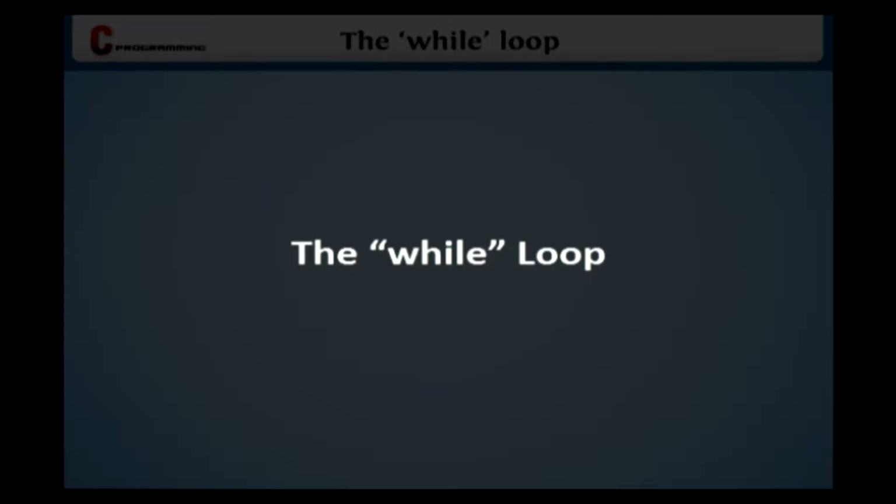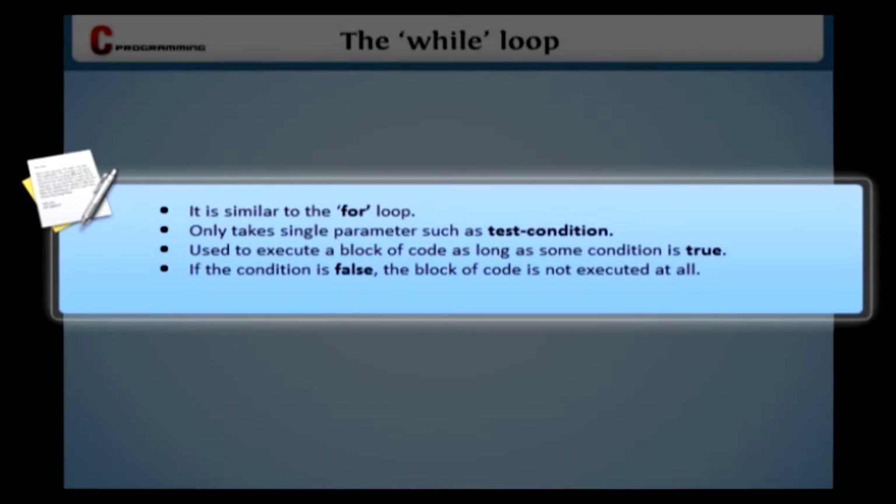The while loop. A while loop is similar to a for loop. A for loop takes 3 parameters inside it, whereas the while loop only takes a single parameter, such as a test condition. A while loop is used to execute a block of code as long as some condition is true. If the condition is false from the starting, the block of code is not executed at all.